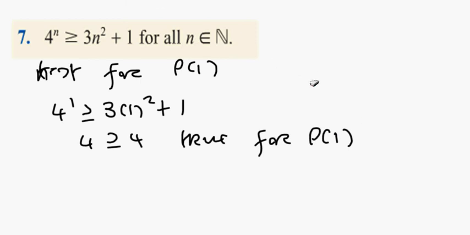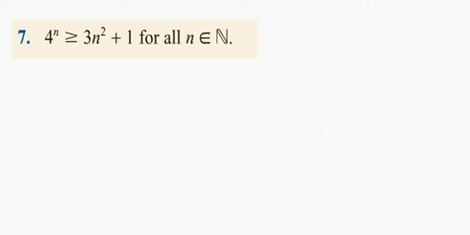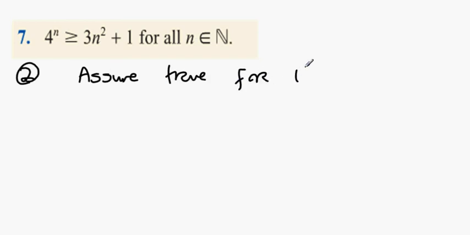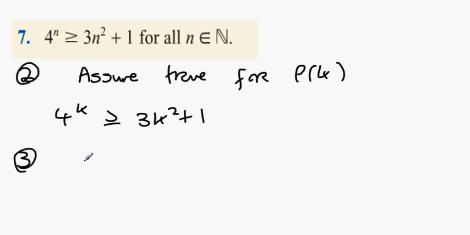Now, what we do next is assume true for P of k. When we assume true for P of k, we get 4 to the power of k greater than or equal to 3k squared plus 1. Part 3, test for P of k plus 1.